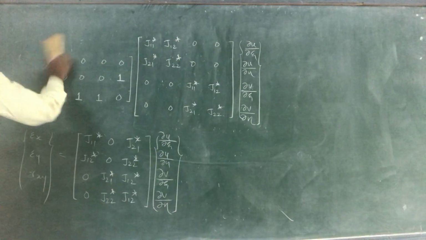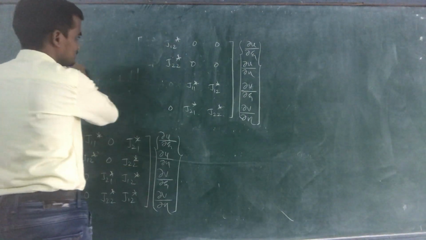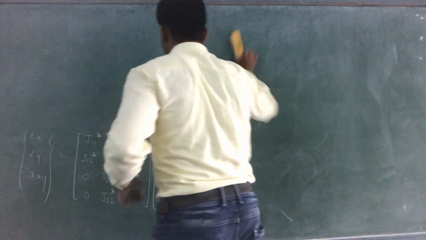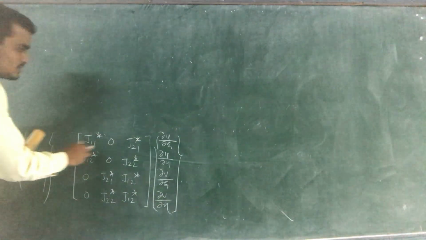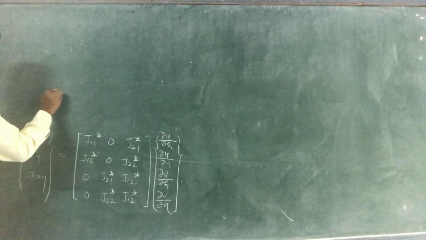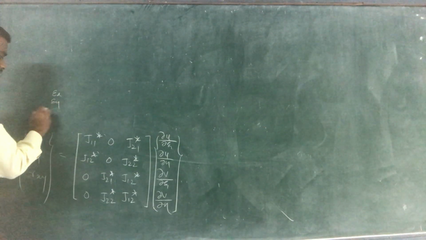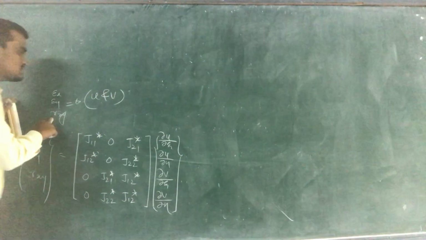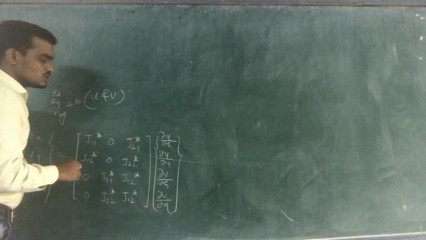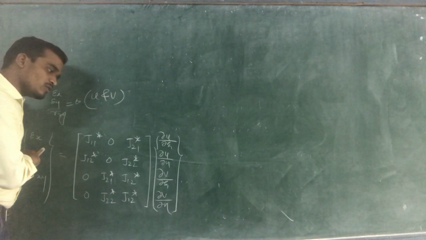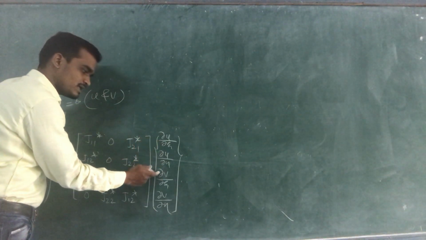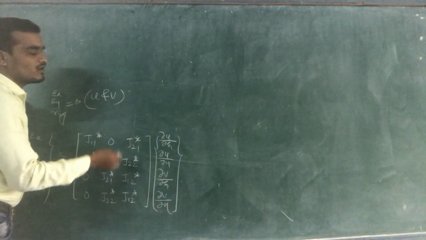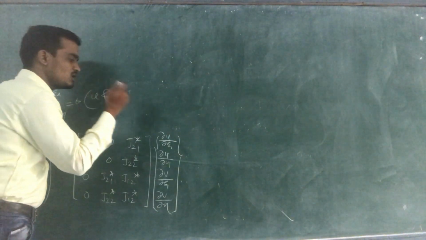Now this strain is equal to, actually we need strains epsilon x, epsilon y and gamma xy in terms of u and v. So how to get these strains in terms of u and v? So this is the question. Here, we have determined the strain value, but in terms of del u by del zeta, del u by del eta, del v by del zeta and del v by del eta. So we need to simplify this term right now. So how to get this strain value in terms of only u and v?